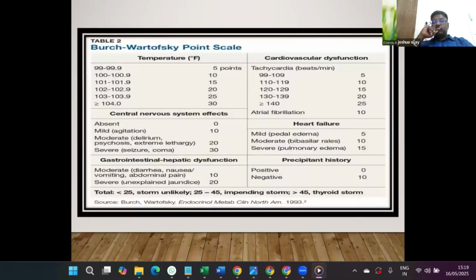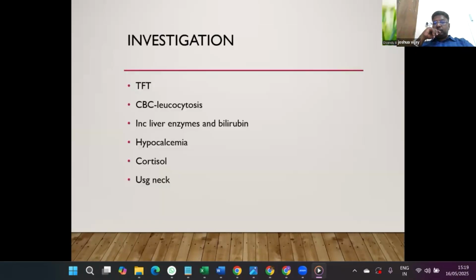There is a score called the Burch-Wartofsky point scale. It comprises temperature, CNS effects, gastrointestinal or hepatic dysfunction, cardiovascular dysfunction, heart failure, and precipitant history. So if the total score is more than 45, it is highly suggestive of thyroid storm. And if it is less than 25, it is highly unlikely that it is thyroid storm.